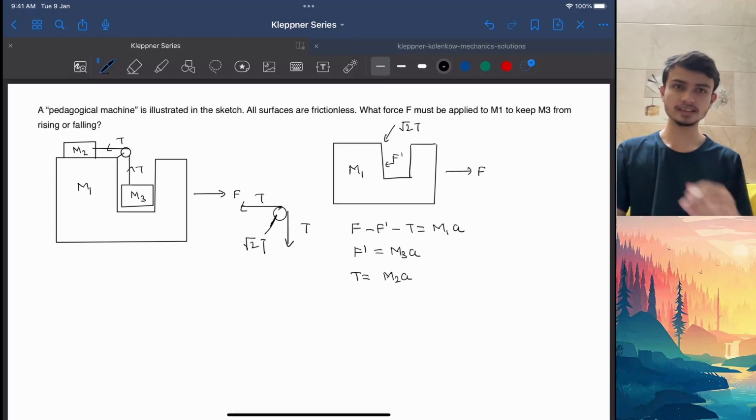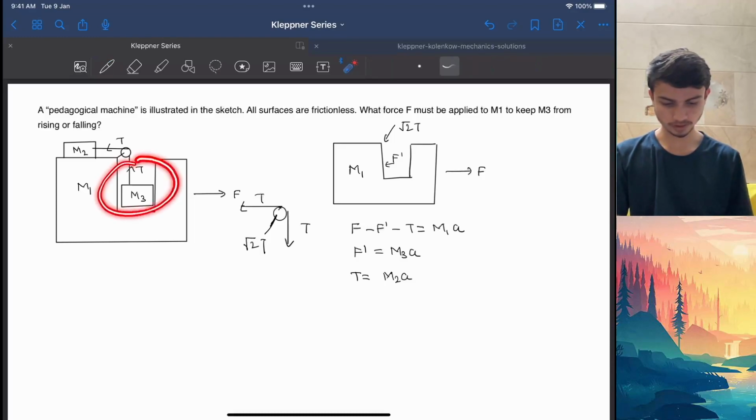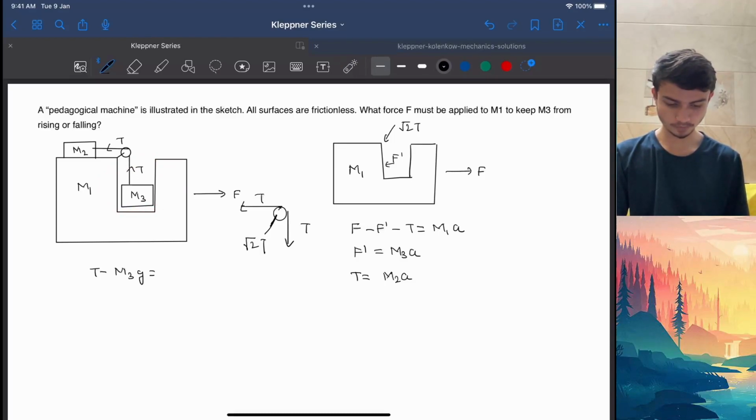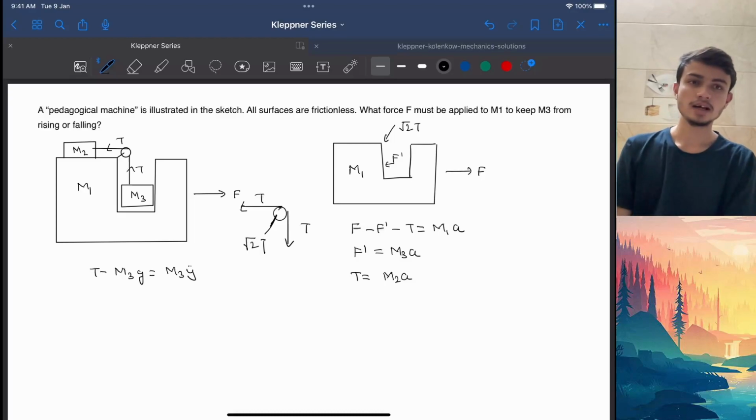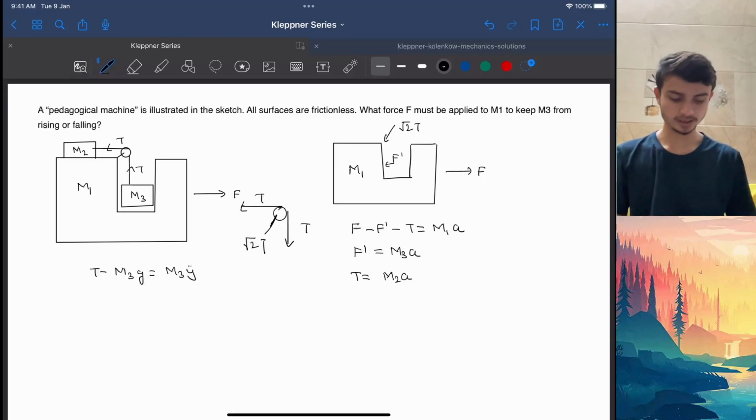Now let's consider the vertical motion. So if I see this component, there is this tension minus M3G equals M3 y double dot. So this is the acceleration in the y direction, but the condition in the problem says that there is no acceleration in the vertical direction. So I can just take this to be 0. So that will be tension equals M3G.